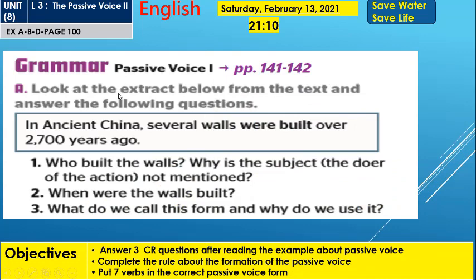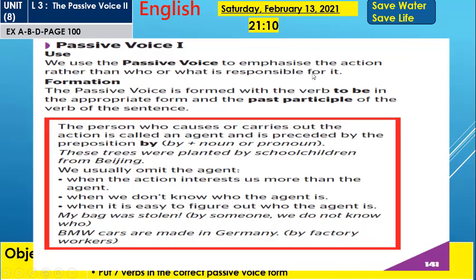Before continuing with the activities in page 100, I think we have to have a look at the grammar reference in page 141 and 142, which will give you all the rules, or the most important rules, governing the use of the passive voice. Let's start. We use the passive voice to emphasize the action rather than who or what is responsible for it.